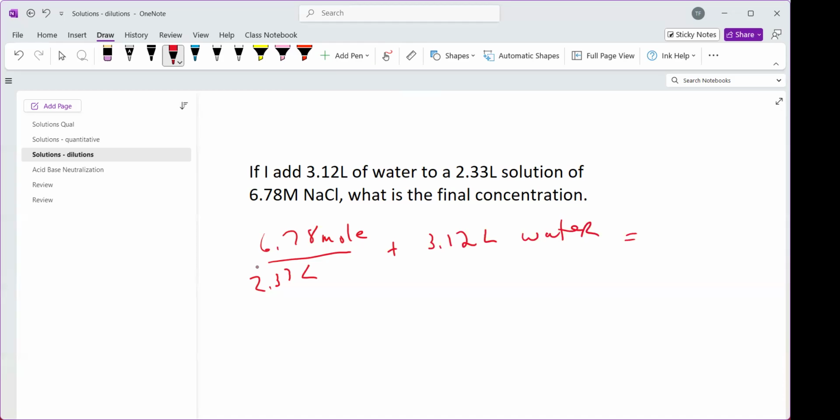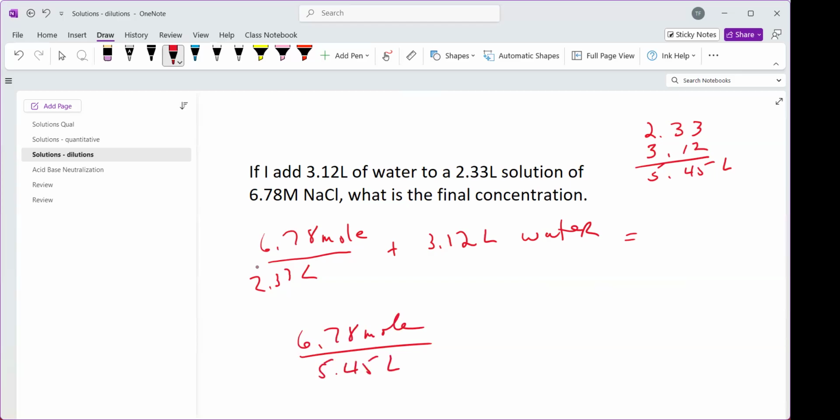So now we're going to have, so now we have 6.78 moles, and we have 5.45 liters now. Everyone see where I got the 5.45? We started with 2.33, added 3.12, come up with 5.45 liters. So what's the concentration? Concentration is moles per 1 liter. So we need to divide the 6.78.